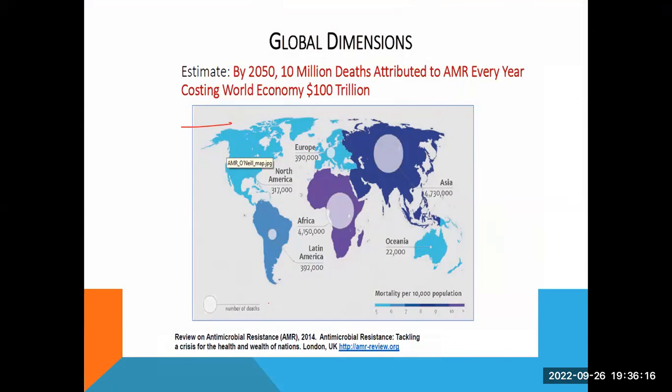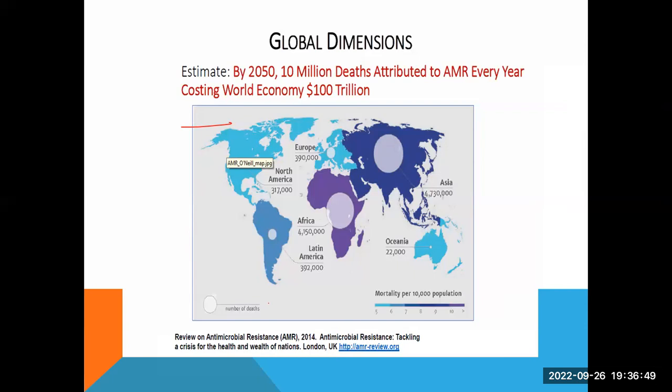did clarify, it was released in 2014, and did say that by 2050, 10 million people are going to die, and this is going to be attributed to AMR. And the cost to the world economy will be 100 trillion USD. That was the initial insights about the problem. So in Africa per se, it was estimated that around 4 million people are going to be dying due to antimicrobial resistance. And this was the initial thoughts.